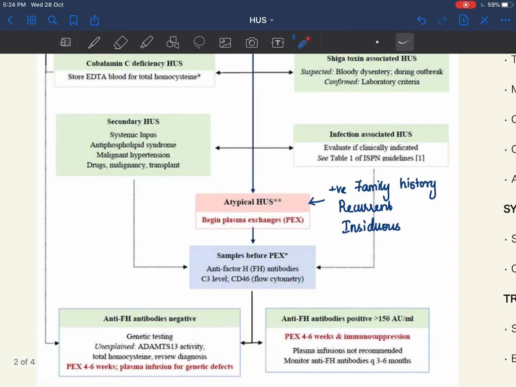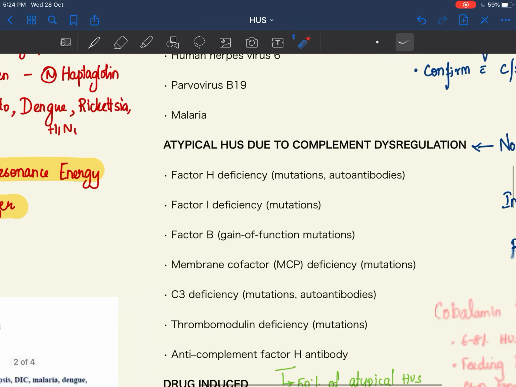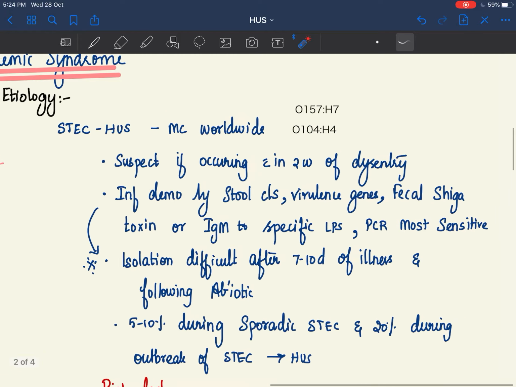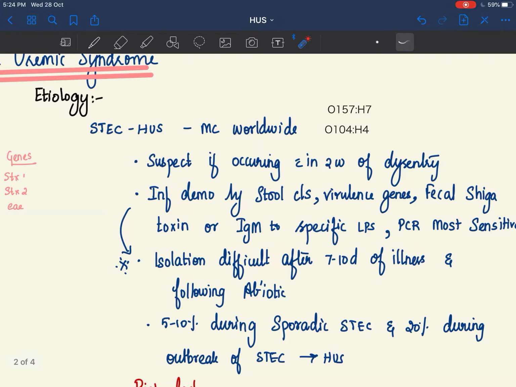Okay. Also, in conditions where there is a positive family history of similar presentation, recurrent similar illness and insidious onset, atypical HUS should be thought of, and the importance here is the treatment varies. Whereas in typical HUS, the main modality of management is supportive. In atypical HUS, eculizumab and plasma exchange take a major role. So we will discuss that later. So that's about the classification of HUS.